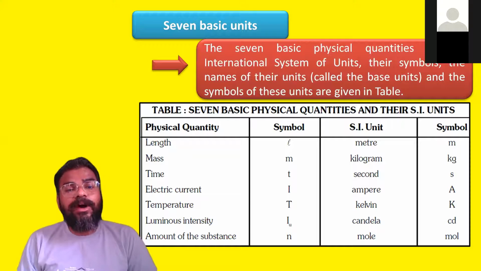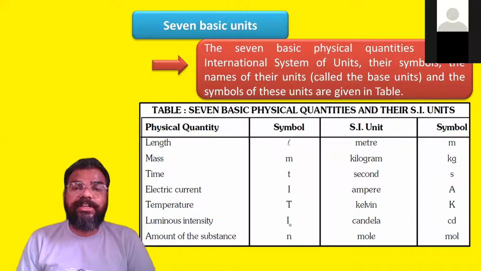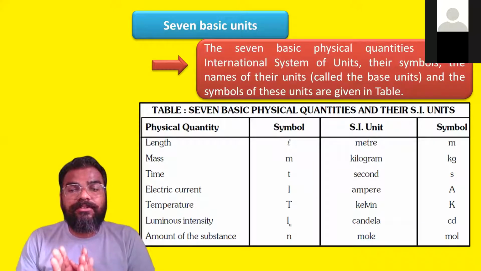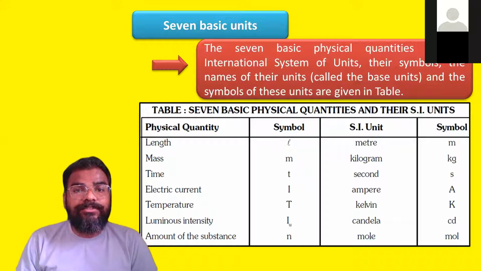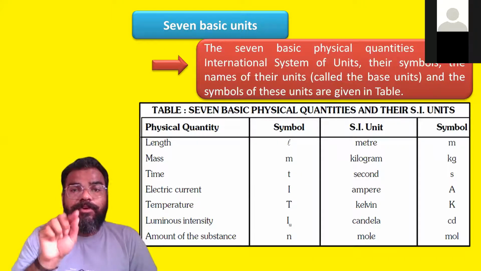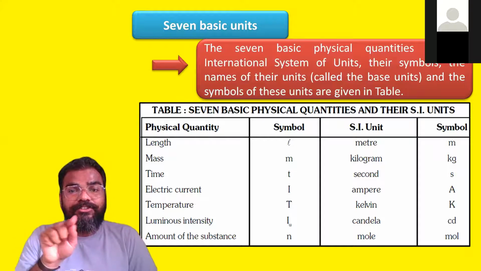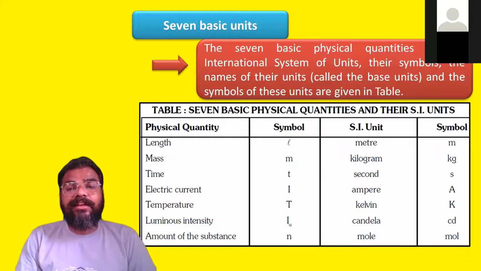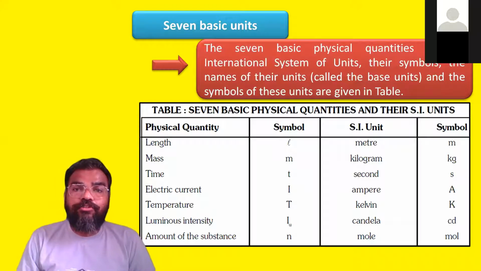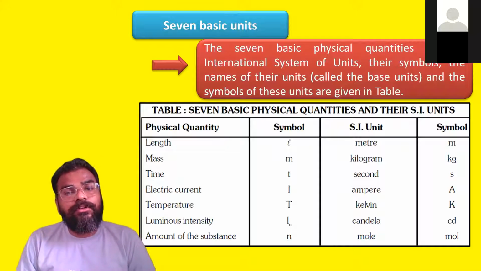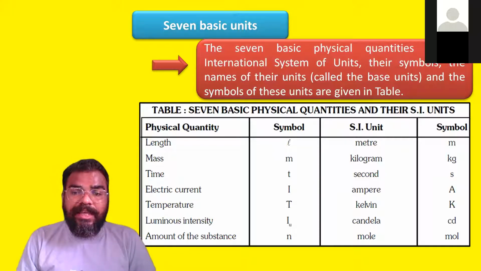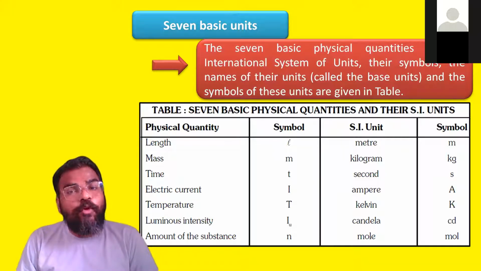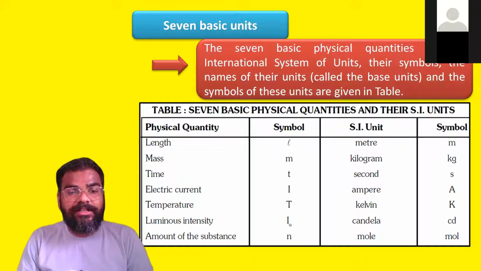After that, the seventh basic physical quantity is the amount of a substance. The symbol is small n. And the SI unit to measure the amount of a substance is the mole, and the symbol for mole is mol, in smaller letters.